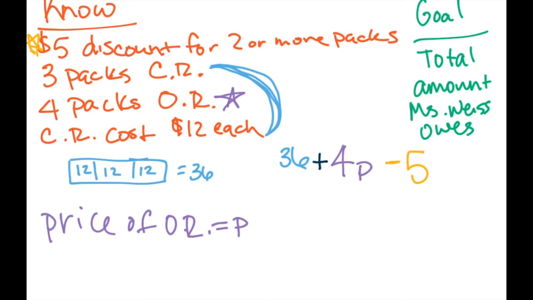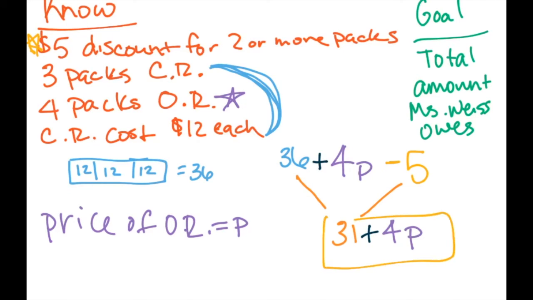Now, I could stop here, but if I'm looking at this, I see that the 36 and the -5 are both just numbers. They don't have a variable with them. So I can go ahead and do 36 minus 5, which gives me 31. And I still have the 4P, which represents the cost of my orange rolls. So my final expression is 31 plus 4P.